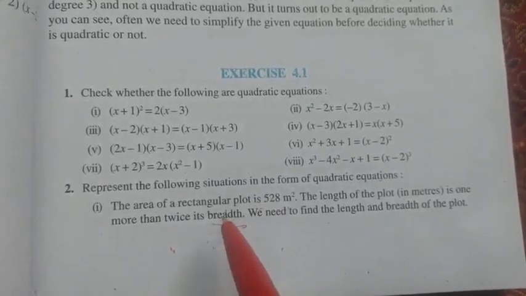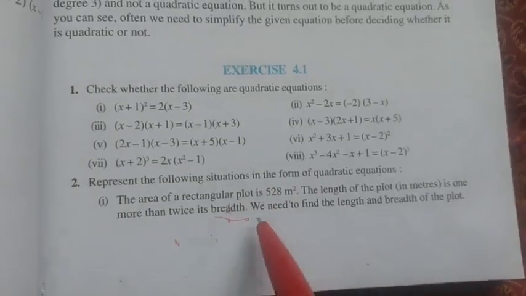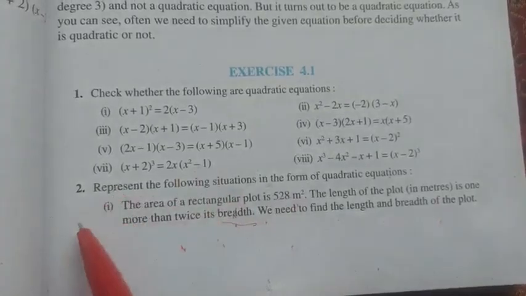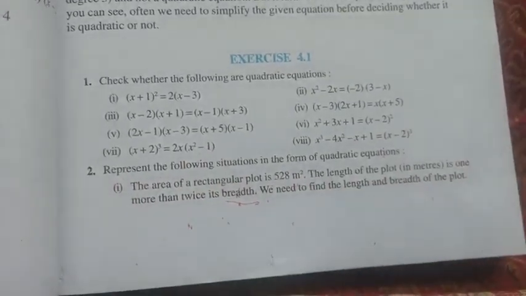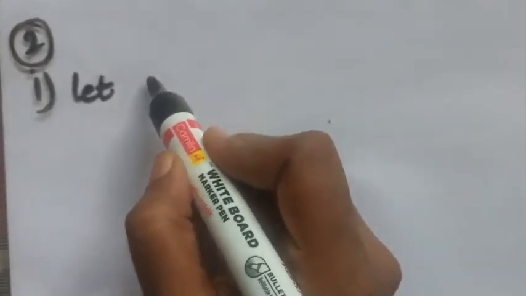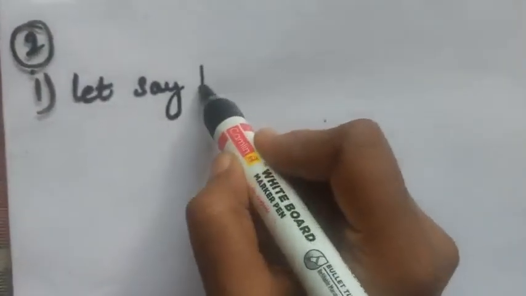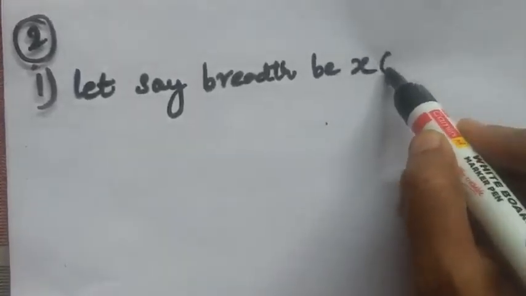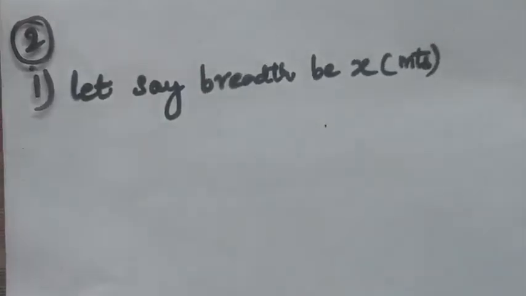So like this we will get the idea. We don't know the breadth, so let's assume the breadth first. Then what is he asking? We need to find the length and breadth of the plot. So let's start the problem based on this question. In the question he has given that the length is 1 more than twice its breadth. So it is relating length with breadth, and we don't know the breadth. So let's start by assuming the breadth first. Whenever you assume, you have to use the words let. Let the breadth be x, and he has given it is in meters, so you also write x meters.